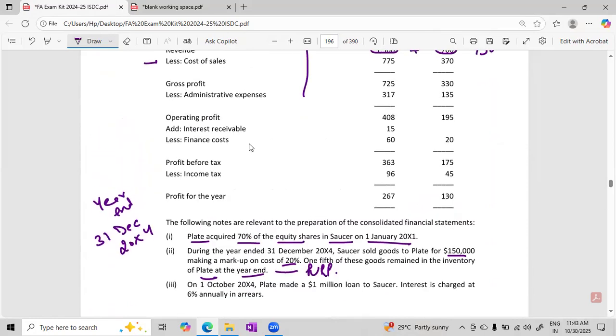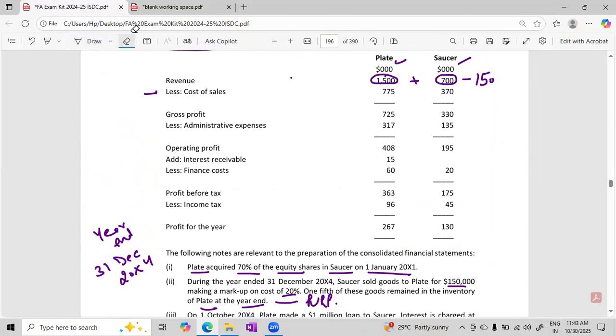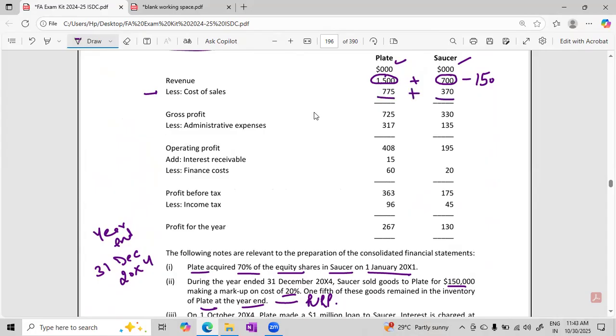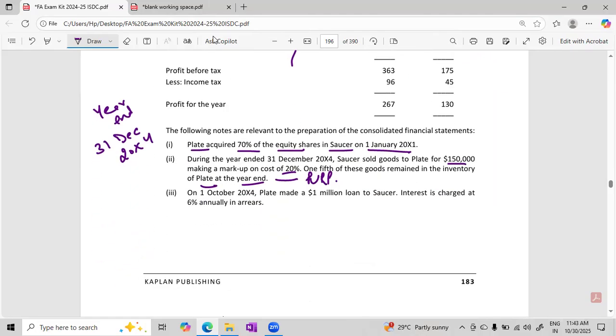Now next is cost of sales. Over here in cost of sales, I'm first going to add 775 and 370, and then again I'm going to eliminate this 150 because these are the intra-group sales. But now I have to make an adjustment for the unrealized profit too. See what's given over here: they said that goods were sold on a markup of 20% of cost.